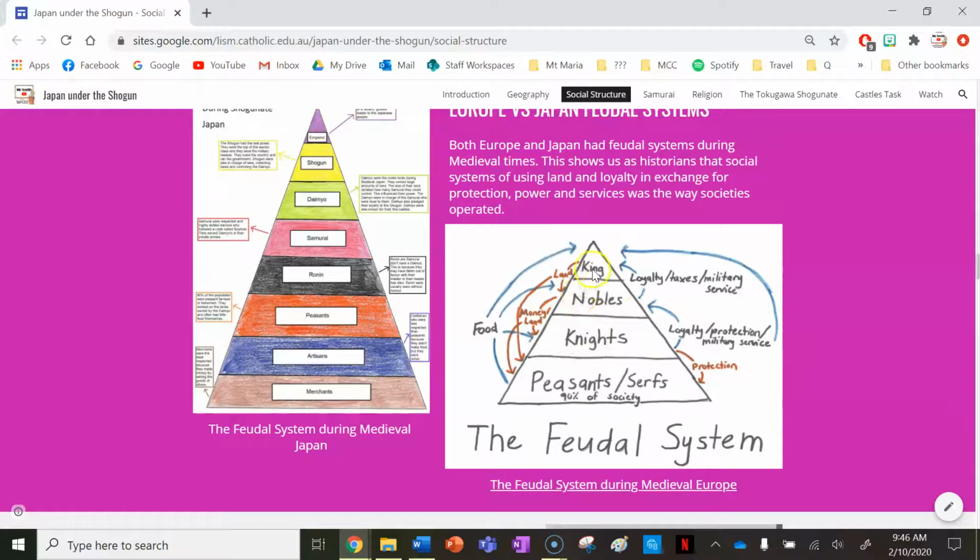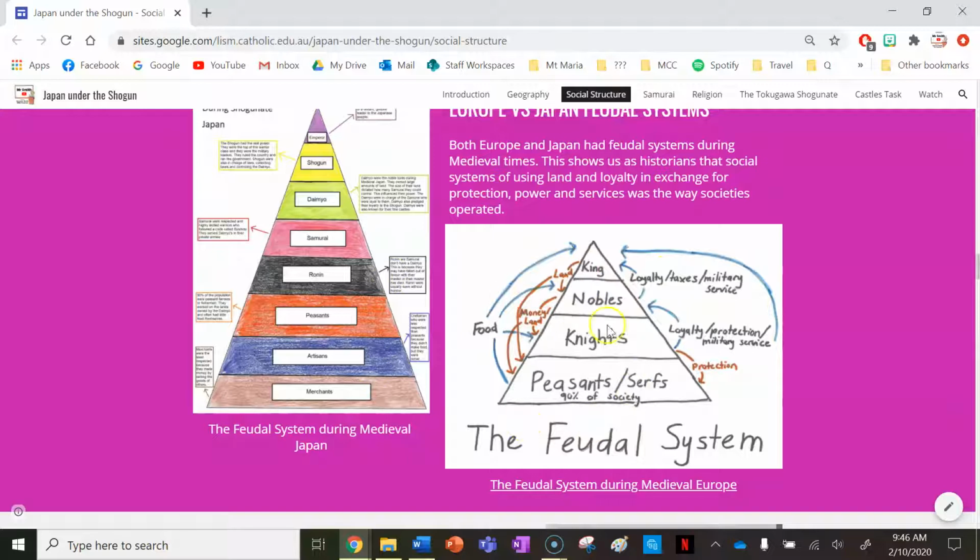The kings gave land to the nobles, who gave money and land to knights, who then gave protection to the peasants. The peasants gave everyone food and made up 90% of the population. The knights gave loyalty, protection, and service to the nobles, who then used that military service to return favour to the king, as well as loyalty and taxes.